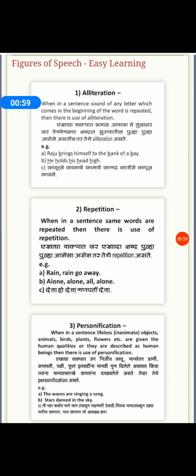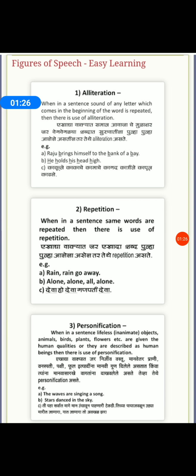In that sentence, the letter ka is repeated at the beginning of each word, so there is the alliteration figure of speech. Second figure of speech, repetition. When in a sentence the same words are repeated, then there is use of the repetition figure of speech. एखाद्या वाक्यात जर एखादा शब्द पुन्हा पुन्हा आलेला असेल तर तेथे रिपिटेशन फिगर ऑफ स्पीच असते.